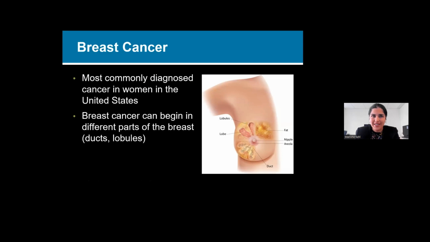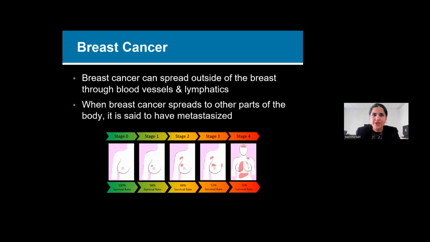As a way of introduction, breast cancer is the most common cancer diagnosed among women in the United States. It is the second leading cause of death from cancer among women after lung cancer. Breast cancer can begin in different parts of the breast, such as the milk ducts or the lobules. Breast cancer can spread outside of the breast through blood vessels and lymphatics. When breast cancer spreads to other parts of the body, it is said to have metastasized.